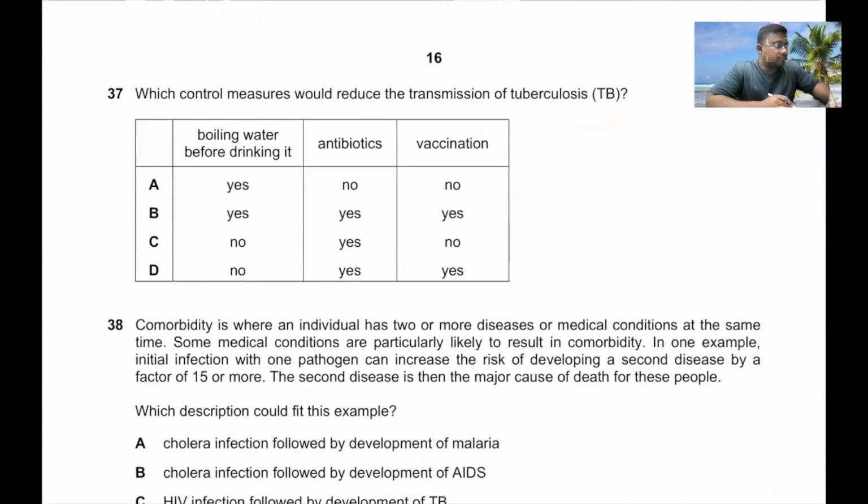Question 37. Which control measures would reduce the transmission of tuberculosis? Boiling water before drinking it? No, it's not going to stop tuberculosis. Antibiotics, yes, it's going to stop tuberculosis. Vaccination, definitely. So 37, D is the correct answer.